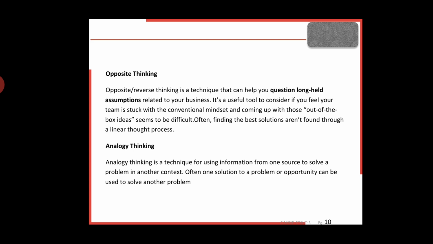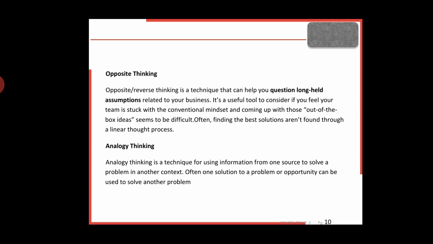It may seem difficult. Often, the best solutions are not found through a linear thought process. So it is a useful tool to consider if you feel your team is stuck with a conventional mindset and coming up with out-of-the-box ideas. It seems difficult, but often finding the best solution does not happen through a linear thought process.